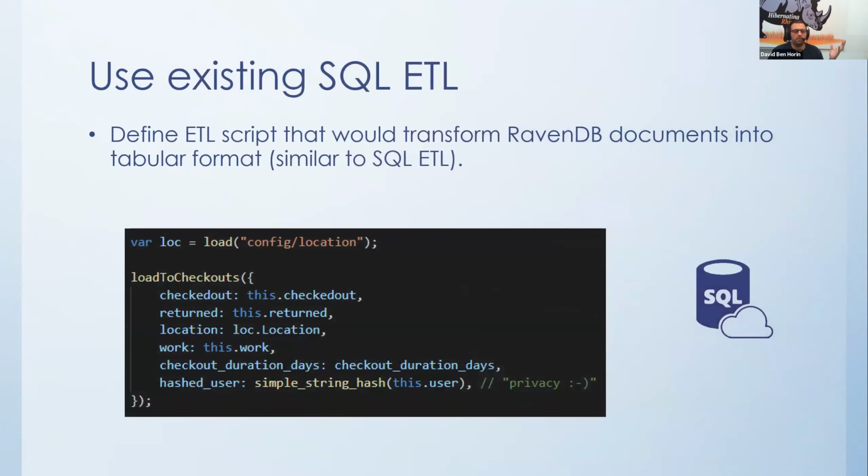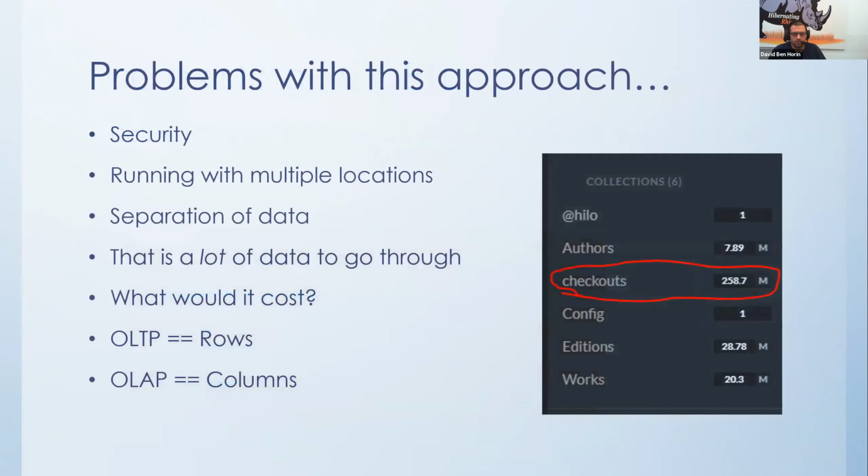Let's use SQL ETL. And basically, we're saying, okay, give me this, get all of the data out. This is the checkout time. This is the return time, location, the work, the amount that we took, and we hash the user for privacy. Let's call it this way. That would work, right? That's awesome. And now I can run queries. But this actually has several issues.